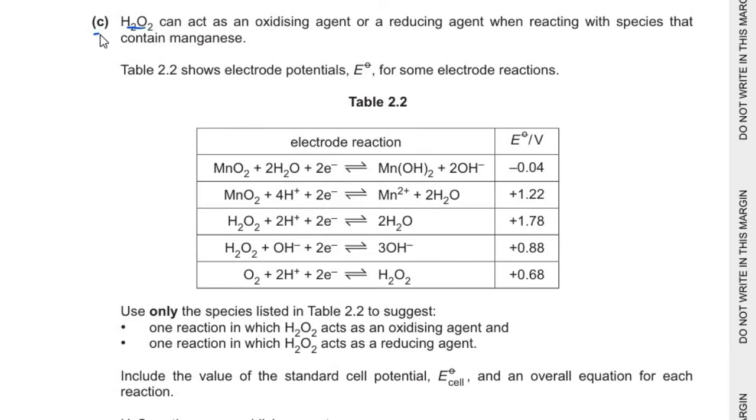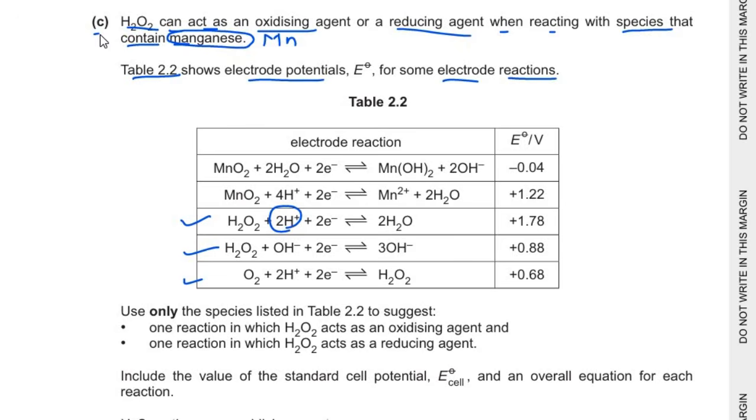C is H2O2, that is hydrogen peroxide, can act as an oxidizing agent or a reducing agent when reacting with species that contain manganese. So manganese metal we are talking about, and here table 2.2 shows electrode potentials for some electrode reactions, and it's given all here. You can see there are two hydrogen peroxide equations given with the acidified and the alkaline conditions, and the electrode potential value is also given, and then along with that we have a third hydrogen peroxide equation given here, but here it is the reverse one.